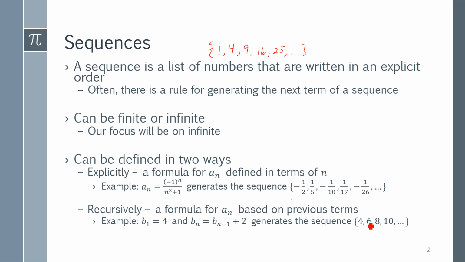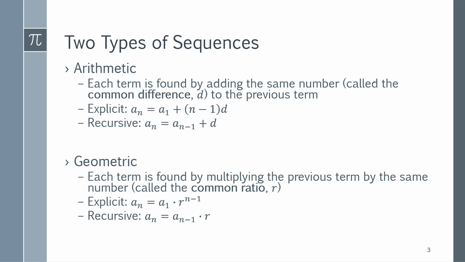So if I'm starting with 4 to get the second term, take the first term plus 2, gives me 6. To get the third term, take the second term plus 2, gives me 8. To get the fourth term, take the third term plus 2, gives me 10, etc. We're going to be focusing on two types of sequences in this review. The first one being arithmetic.